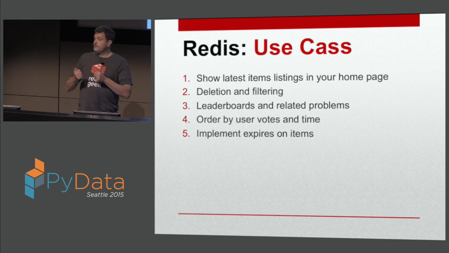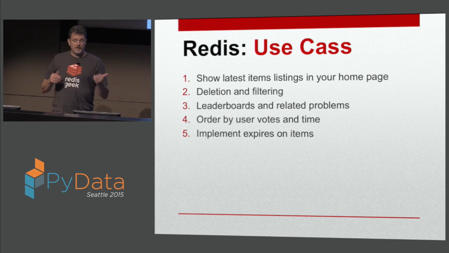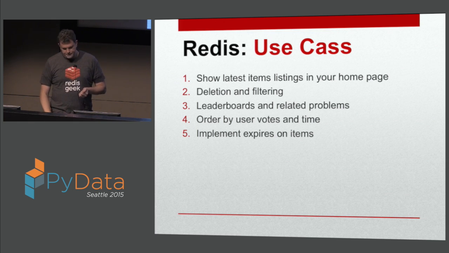Also, user voting. You can use a sorted set, which I'll talk about in a little bit, where you can let people vote. And then you've got your names of people or ideas or products or whatever you're voting on, and then your votes. That can all be kept in memory in real time.